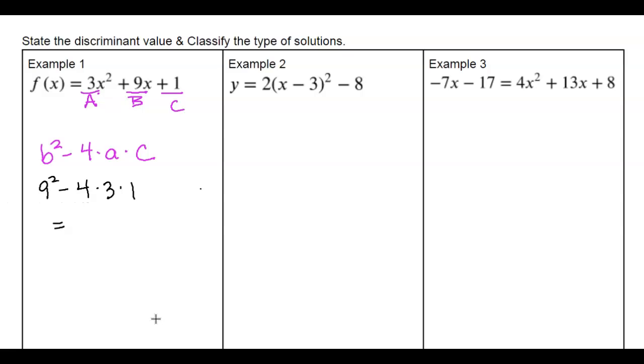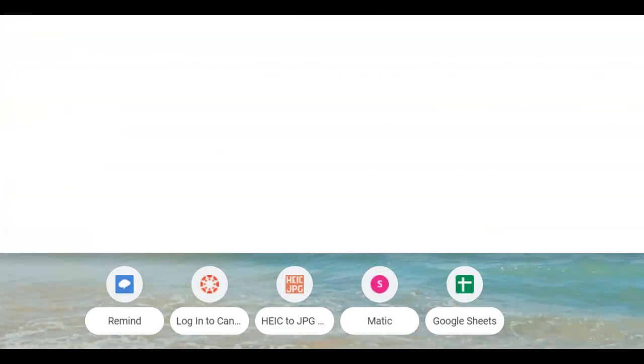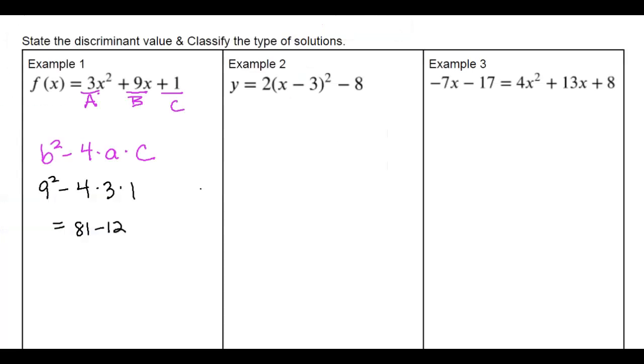So I don't have one in front of me, so I'm just going to write it out. I get 81 minus 12, which, let's go ahead, I'm going to use a window. So 81 minus 12, I don't want to make a mistake. So I end up with 69. All right. Now, that's my discriminant.